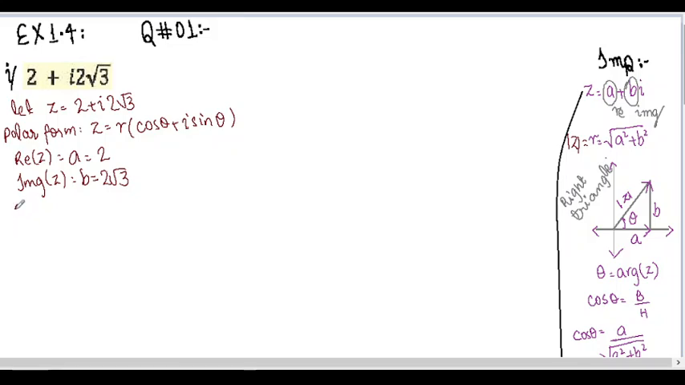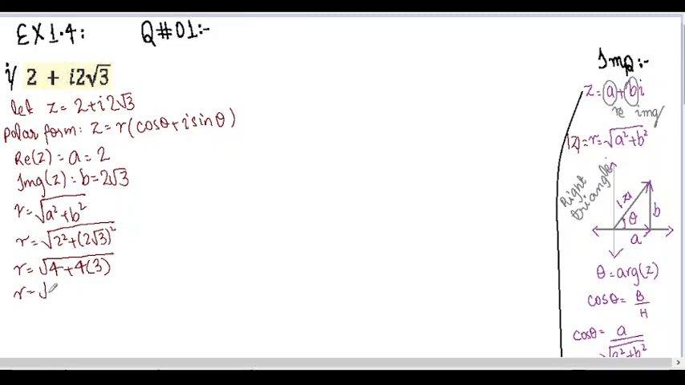Now r equals square root of a square plus b square, which is equal to square root of 2 square plus 2 square root of 3 whole square, with a whole square root. r equals square root of 2 square is 4 plus 2 square is 4 into square root of 3 whole square is 3. So we get r equals square root of 4 plus 12. r equals square root of 16 and r equals 4.